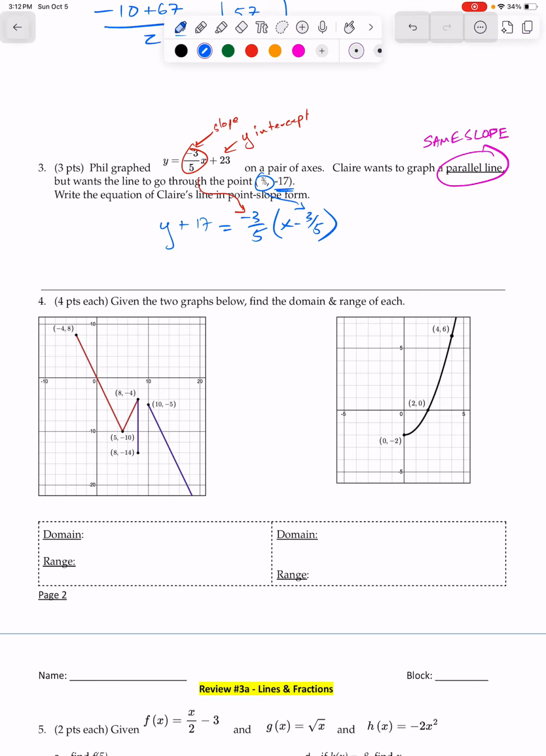Okay, given the two graphs below, find the domain and range of each. I'm going to do the one on the right here because I think it's the easiest. The x values go from here all the way out to infinity, so 0 to infinity. And the y values start here, and they go also up to infinity. So that's -2 to infinity.